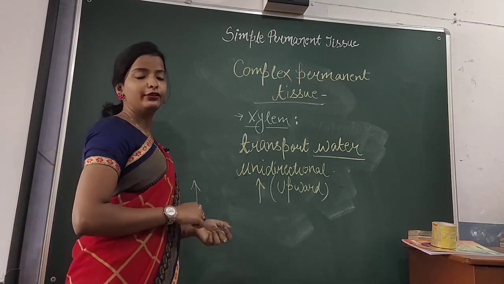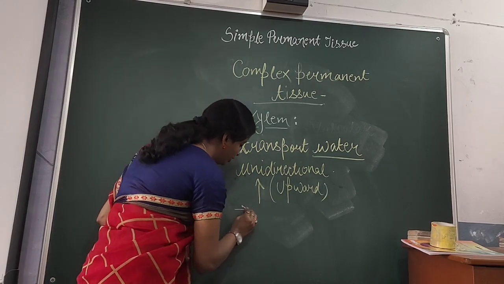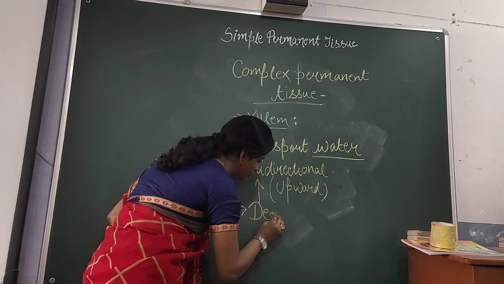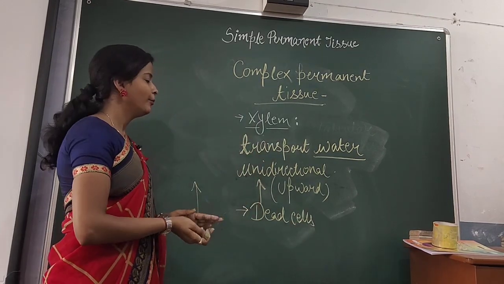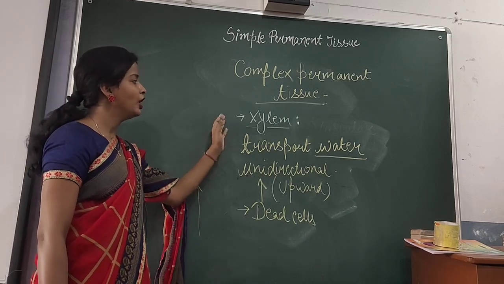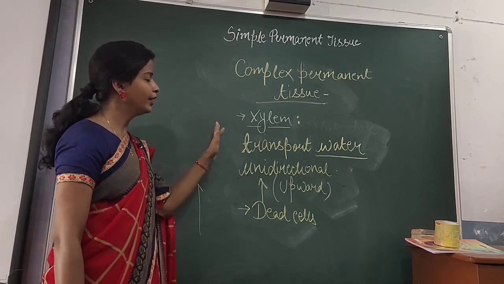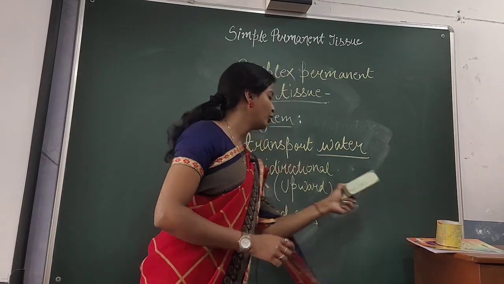And about the cells, when we talk about them, xylem cells are dead cells. Then the parts of xylem are also given, like xylem fibers, tracheids and all. So you can read it in your book and learn. So this was about the xylem. Then I will discuss the phloem.